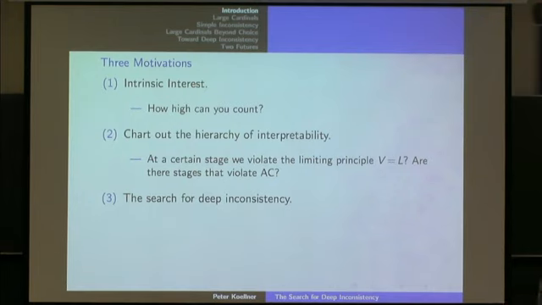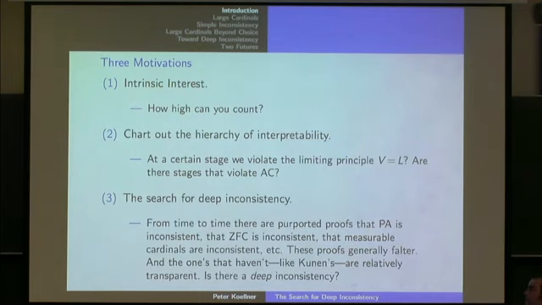And the third motivation is the search for deep inconsistency. Quite often people purport to show that weak theories are inconsistent. A couple of years ago, Nelson thought he had a proof of the inconsistency of Peano arithmetic. And I think Weakly claims that ZF is inconsistent, or that measurable cardinals are inconsistent. Those proofs generally falter. And the ones that haven't faltered, like Kunen's inconsistency proof, which concerns a very strong system, are pretty transparent, where you can write down the proof on one page. So I'm interested in the question of whether there's a deep inconsistency, something you can't write down on one page, something that takes 100 pages, that can't be shortened, something that involves a lot of really deep structure theory.